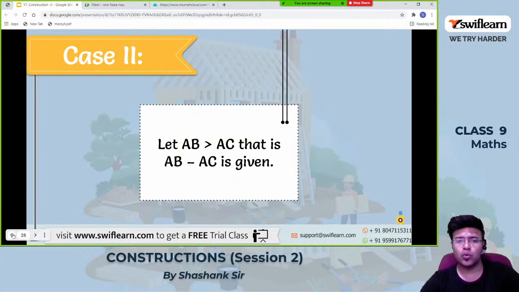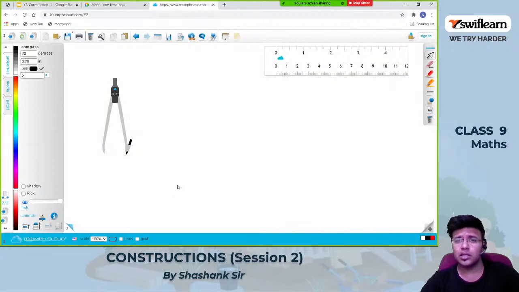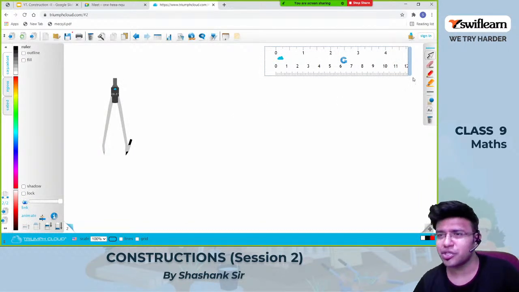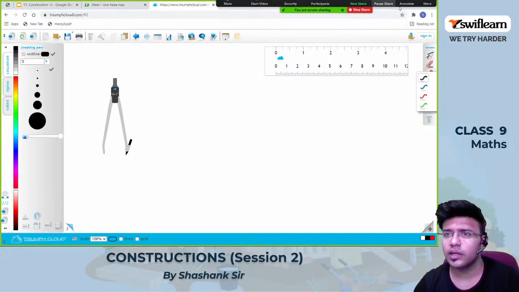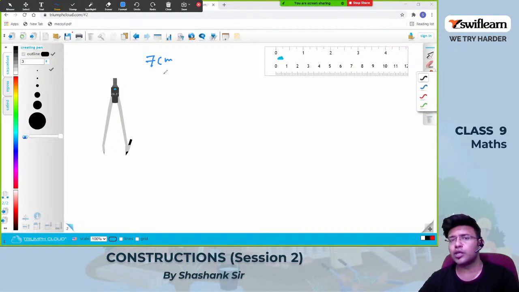Okay, so we don't have that question right now. It is in the later slides. So let us solve this. I am telling you to construct a triangle whose base is 7 centimeter, the sum of the other two sides is 14 centimeter, and the base angle is 60 degree.